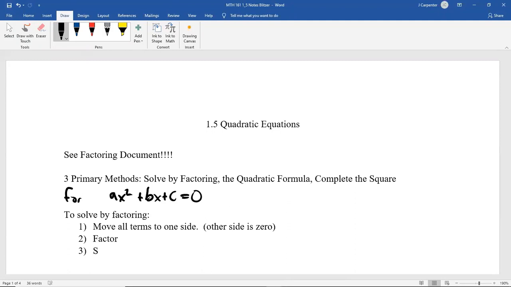Then, after you factor, you set each factor equal to 0. Solve independently. This is what we call the zero product rule. Think about this. If you have 2 numbers, I don't tell you what the numbers are, so I'm going to call them A and B. If you have 2 numbers, but I tell you they multiply to 0, you can't really tell me anything about the numbers except one of them has to be 0. That's all you can tell me.